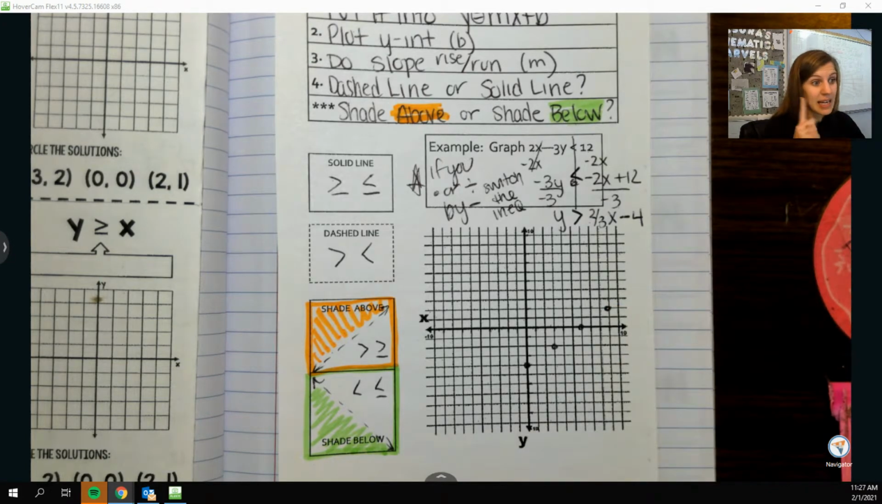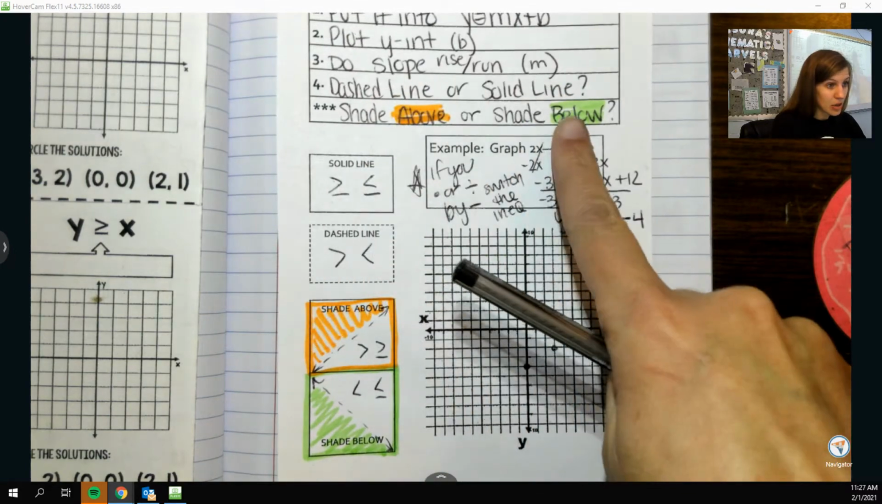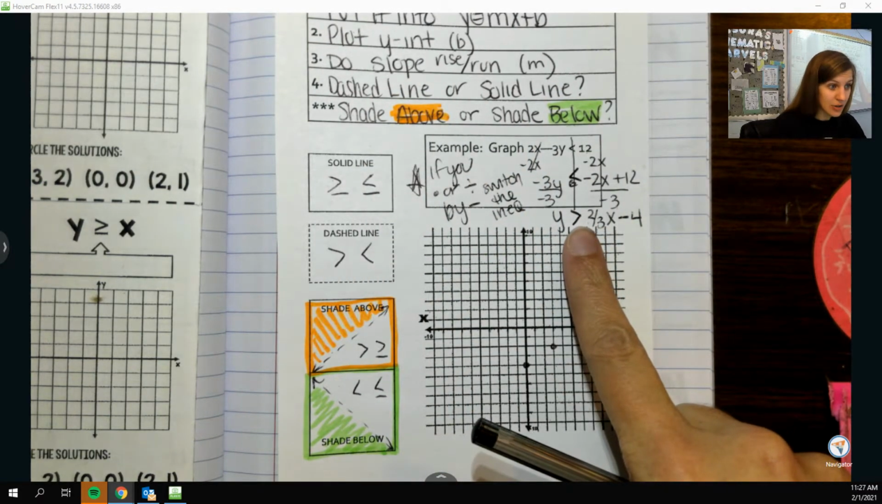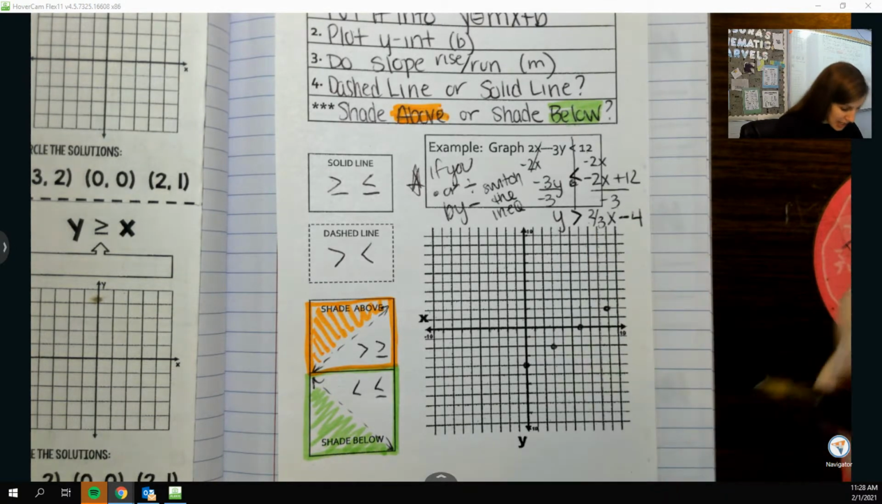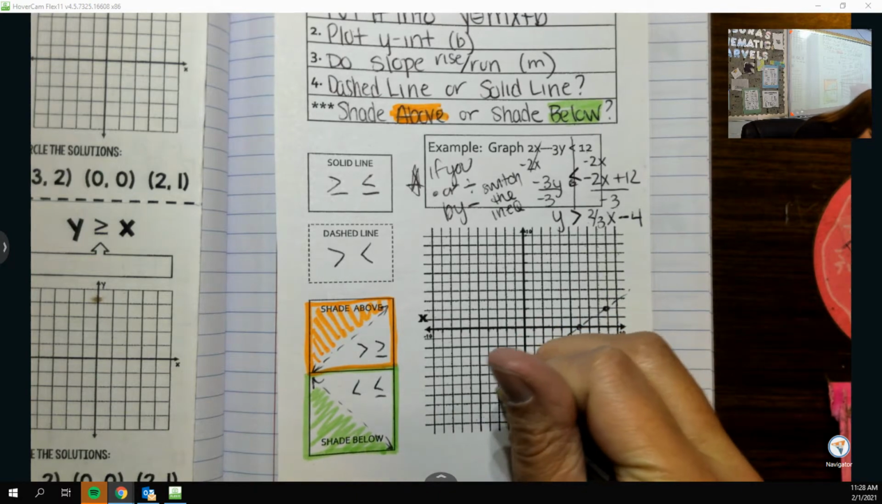And then I need to pause and think, should this be a dashed line or a solid one? Because there's not a line underneath, it's going to be dashed. So I make this sort of a dashed line or a dotted line.